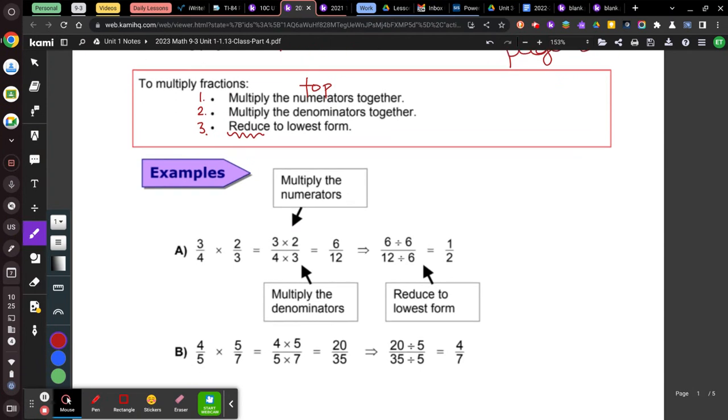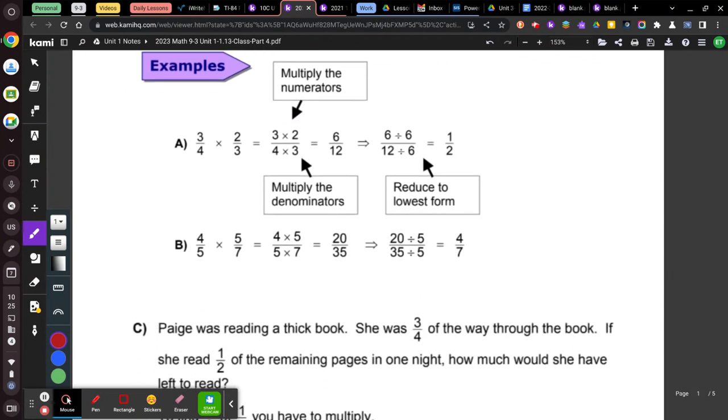So here's our first example. So we have 2 separate numbers. We have a 3 over 4 times a 2 over 3. So we're showing top times top, bottom times bottom. And that's what they're showing in this step right here. Okay, so you're going to take your top times your top, bottom times your bottom. And then our last step is to reduce.